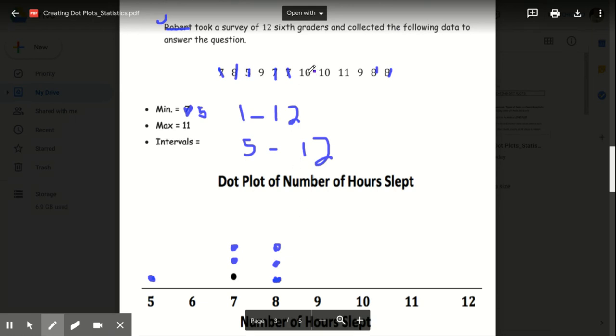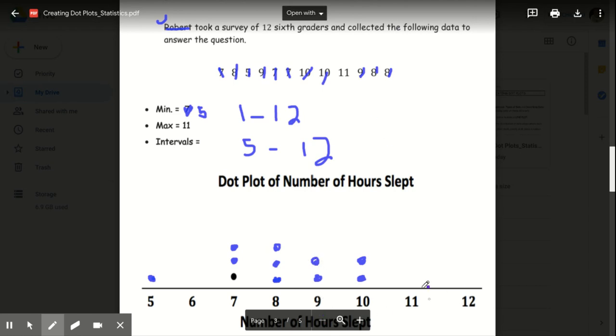Okay, how many do I have that slept 10? Oh, looks like I have 2 students that slept 10 hours. Okay, how many did you have that slept 9 hours, Jerry? Jerry had 2 students that slept 9 hours. I'm going to go to 9 hours and I'm going to put 2 dots. Each dot represents a student. So there were 2 students that slept 9 hours.